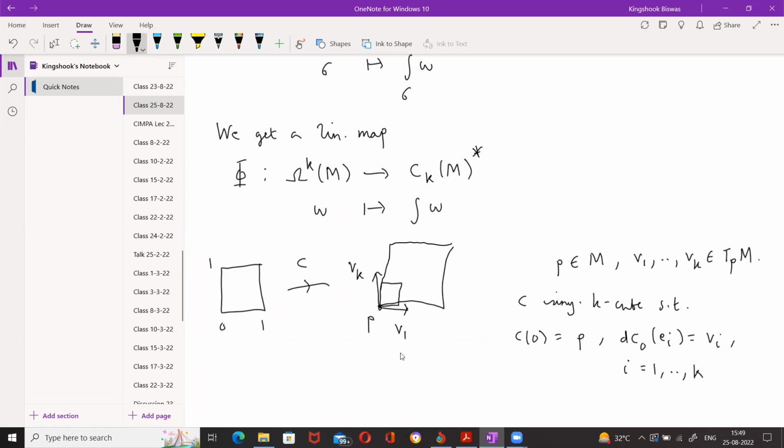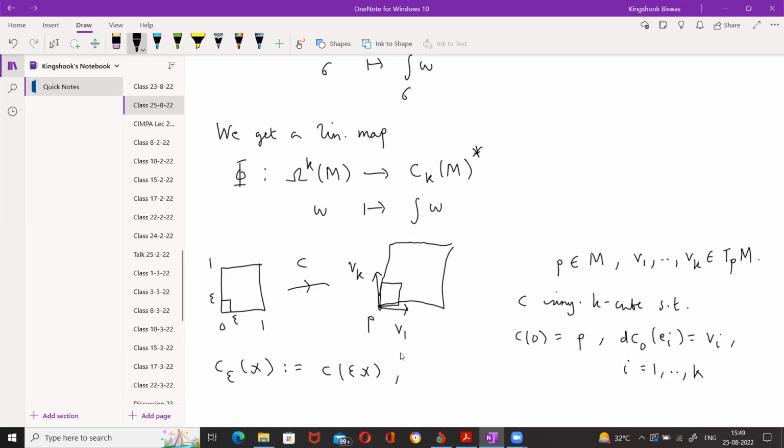This could be the image of C. Okay. Now what I want to do is get a small cube out of C. So how can I do that? Well, what I can do is restrict C to a very small cube sitting inside the unit cube, of side length epsilon. In other words, I define a cube C sub epsilon of x, defined to be C of epsilon x.